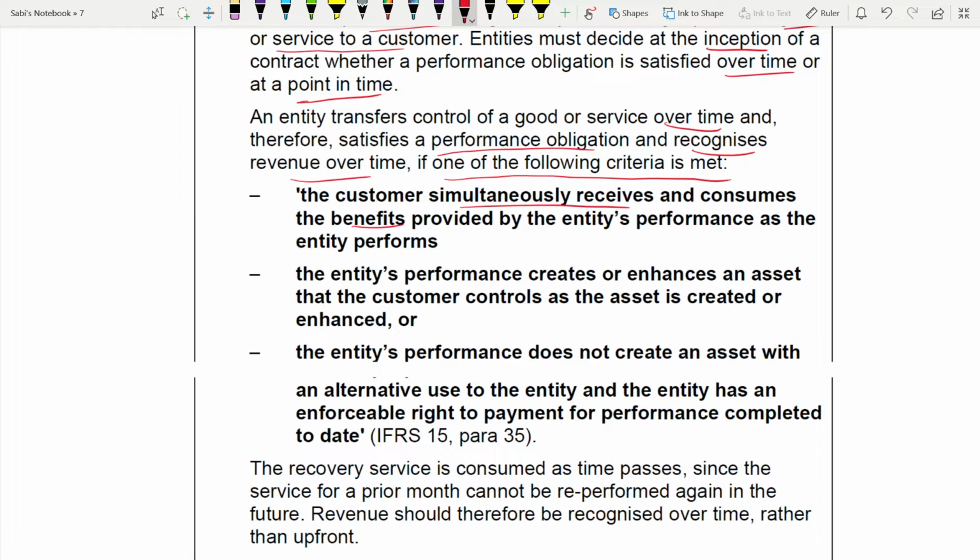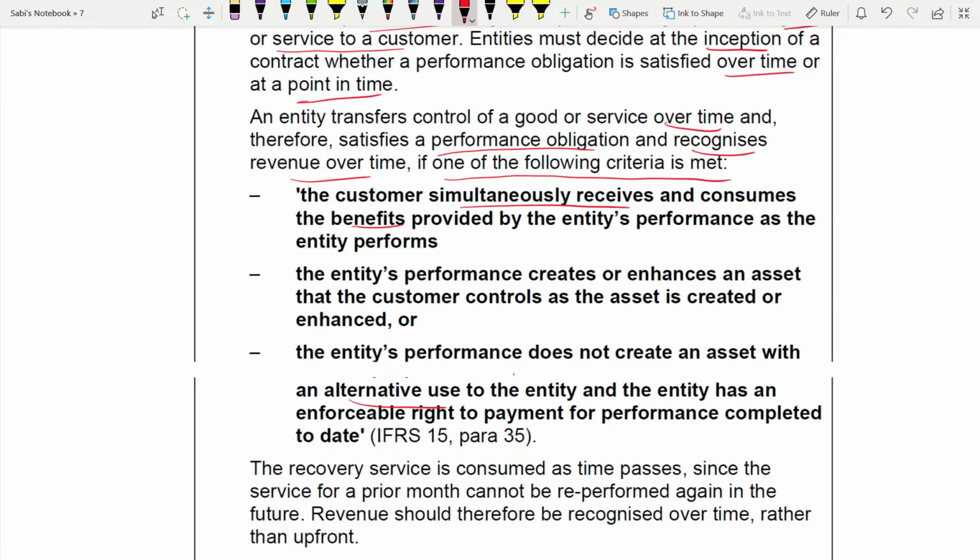So, over a period of time. Second, the entity's performance creates or enhances an asset that the customer controls as the asset is created or enhanced. Third, performance does not create an asset with an alternative use to the entity, and the entity has an enforceable right to payment for performance completed to date.